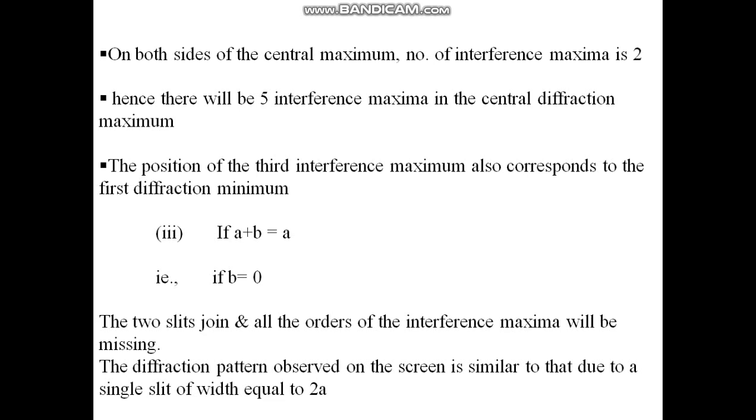If we take a plus b equal to a, that is b equal to 0, the separation between the two slits AB and CD is 0, or we can say that there is no separation and the two slits join. So all the orders of interference maxima will be missing. That is, the diffraction pattern observed on the screen is similar to that due to a single slit of width equal to 2a. If we remove the separation, the two slits join together, so it acts like a single slit. So there is no interference maxima in the diffraction pattern.